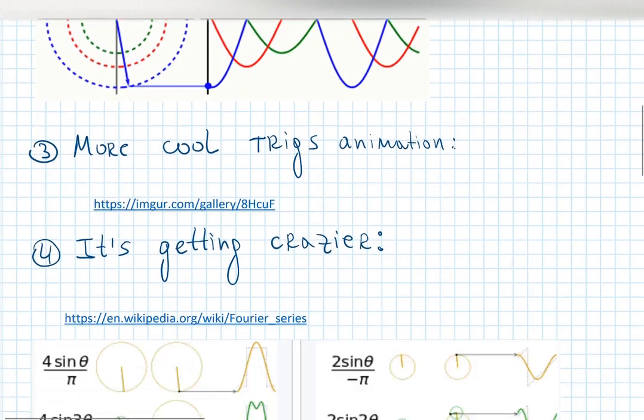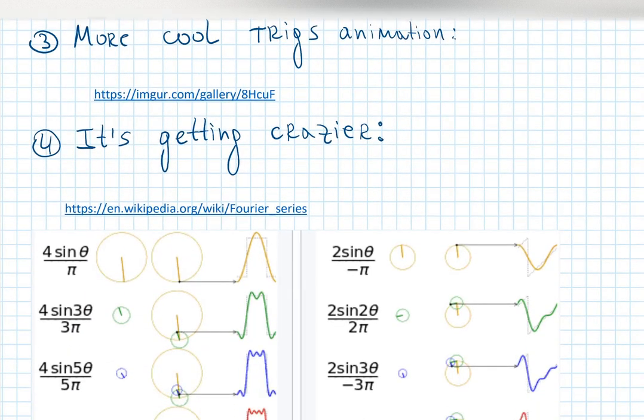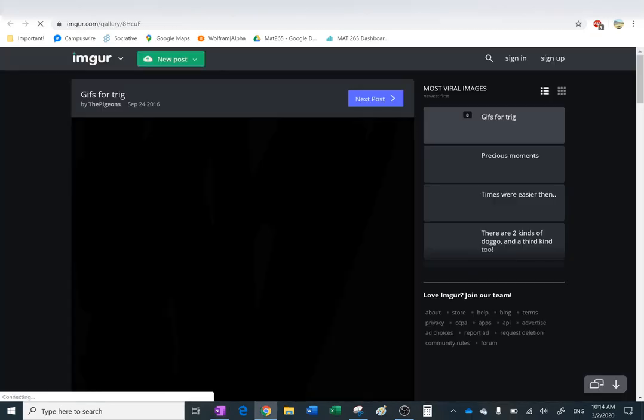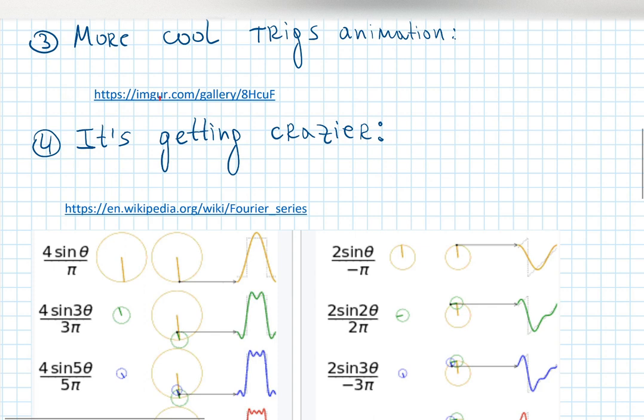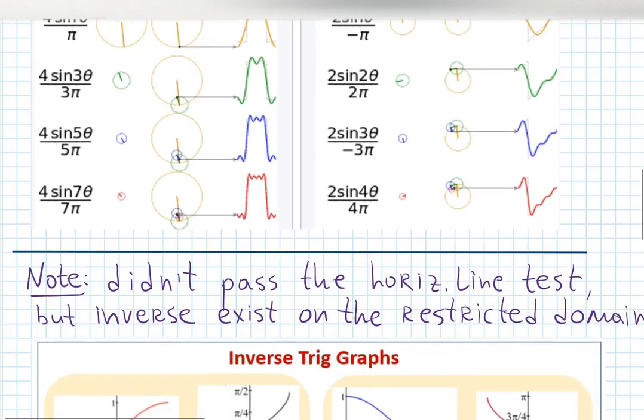Now, the cool animations I showed you before. I think this one I already showed you. You can check everything in my notes. Too slow. Okay. And these guys I showed you already.